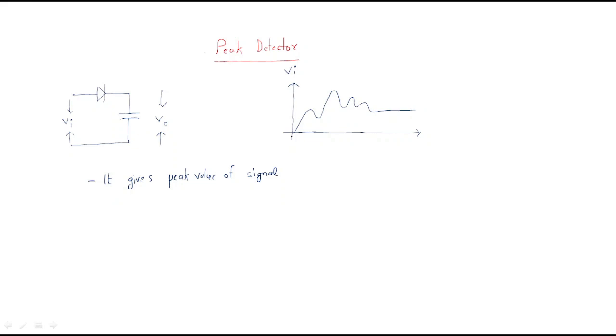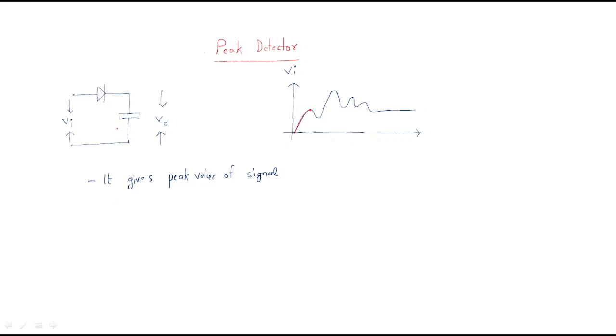If the input signal is some non-sinusoidal or non-linear signal, the signal is modified like this. In order to get the peak value for the signal, we have to give this input. This is the positive side of the signal, that's why the diode is forward biased. Then the capacitor is there, and this is the output voltage. Generally, the output voltage across the capacitor will store the voltage.